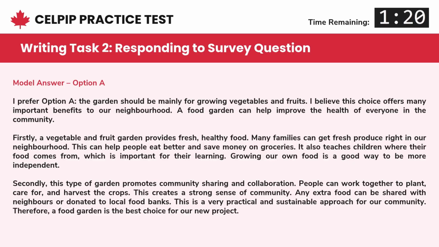This model answer explains how to write a strong CELPIP writing task 2 response. You can pause the video here to read the full answer if you need more time. The answer clearly states a choice and gives good reasons to support it. For example, it explains how the garden provides fresh, healthy food and promotes community sharing.